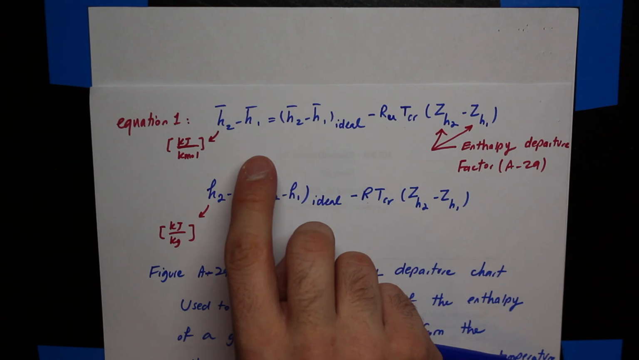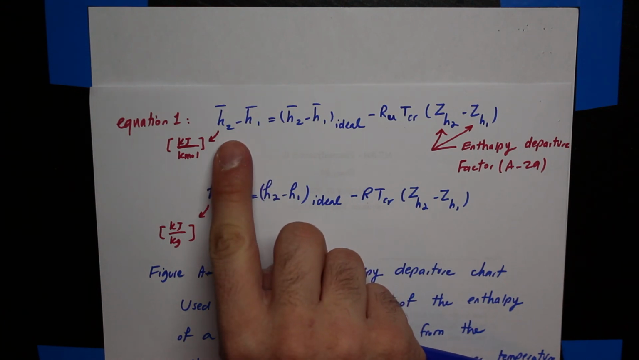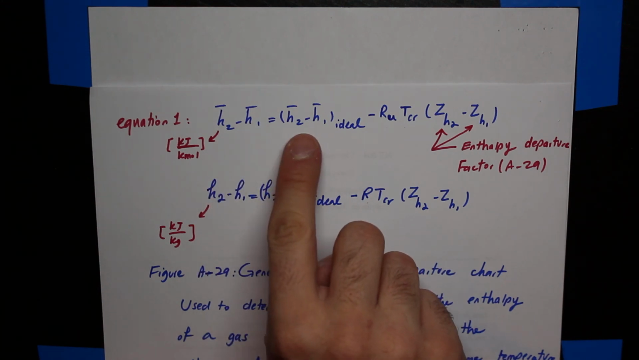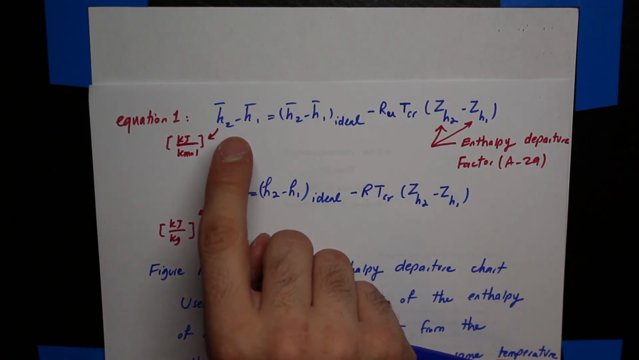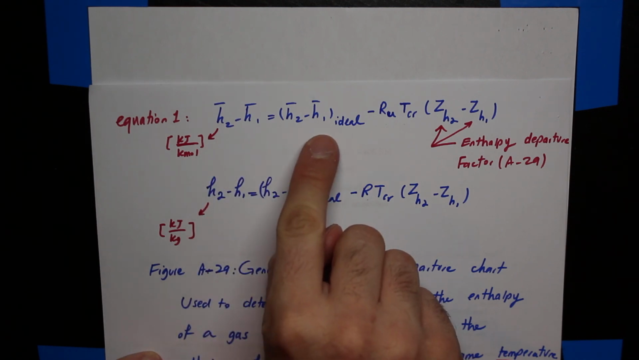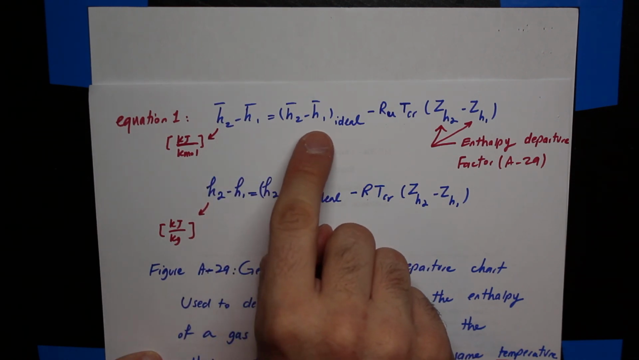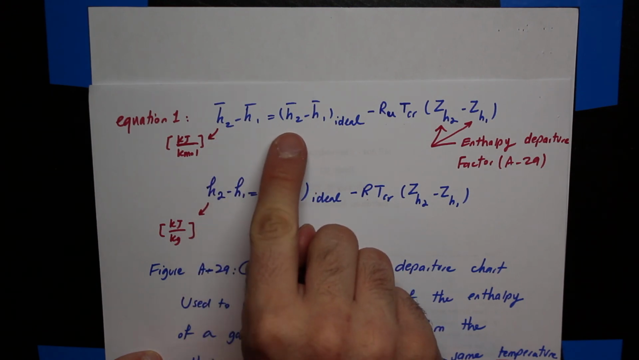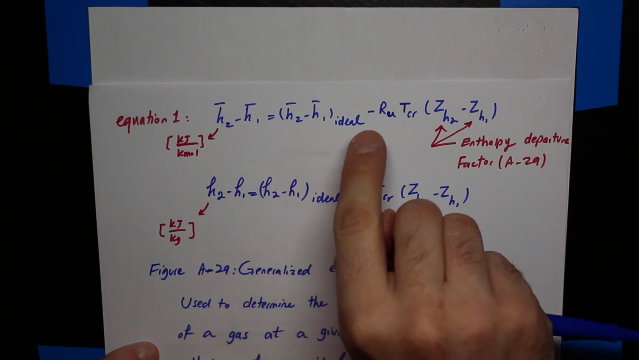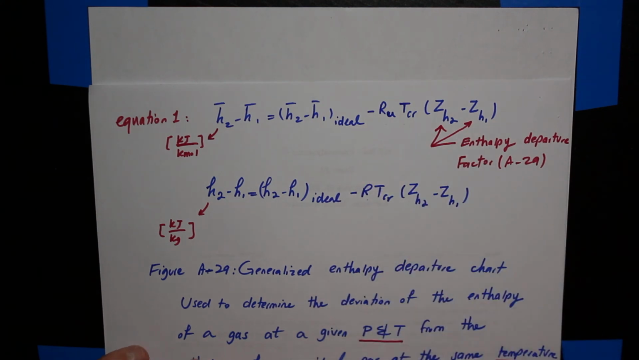So what we have here, we have the difference in enthalpy on one side and also the difference in enthalpy on the other side. But the only thing is on the left-hand side, this difference in enthalpy is for the real gas, and here the first term on the right hand side is for the ideal gas. Okay, so the difference in enthalpy in real gas is equal to the difference in the enthalpy of ideal gas minus these terms, the entire product of those properties.